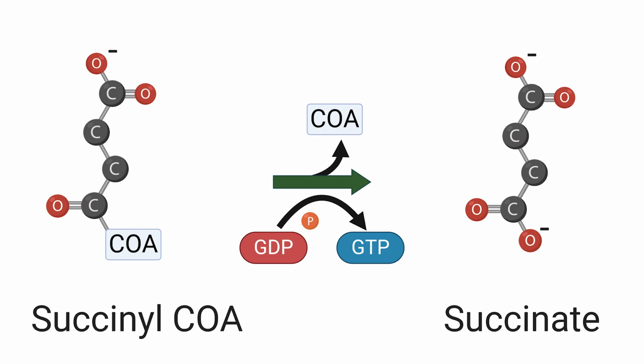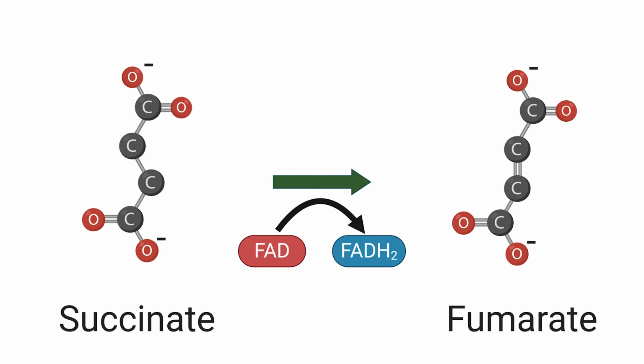Next, we have the conversion of succinyl-CoA into succinate. This reaction is coupled to the conversion of a GDP to GTP. GTP, as we've seen before, is similar to ATP. Succinate is oxidized into fumarate, and FAD is reduced to FADH2. Again, it is important to know that oxidation and reduction reactions are coupled. So as one molecule is oxidized, that is, it loses electrons, another molecule picks up those electrons and is reduced.